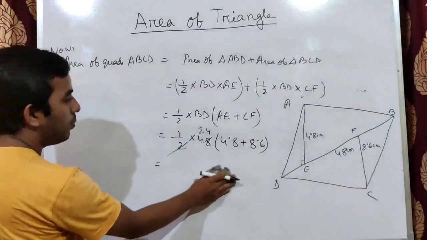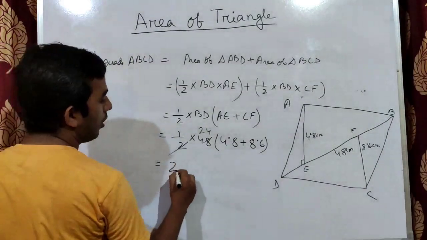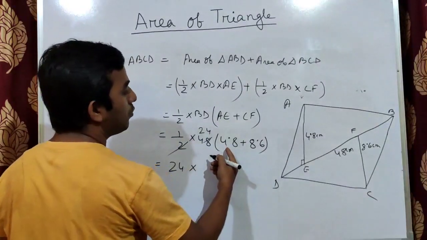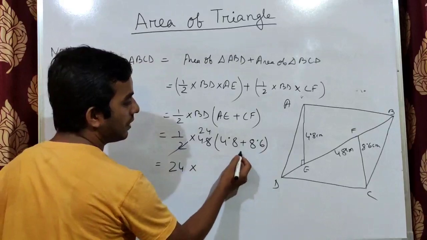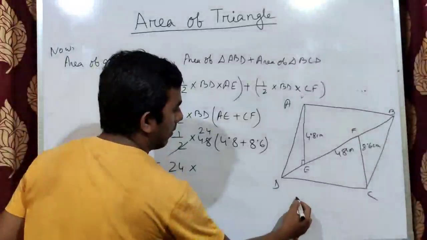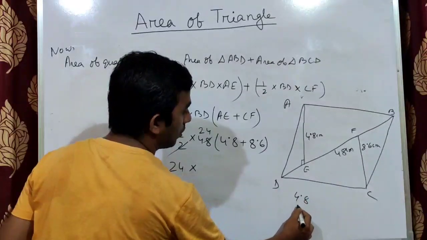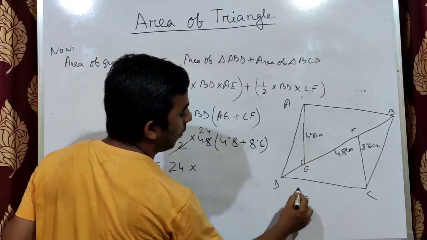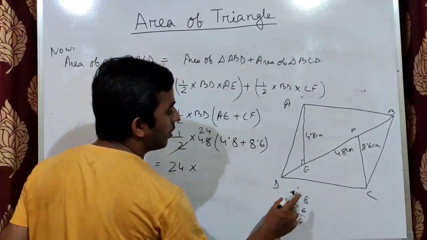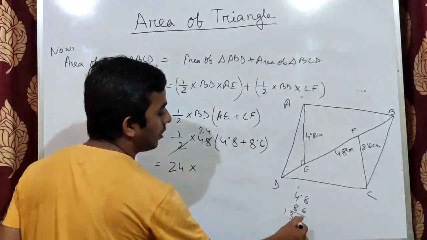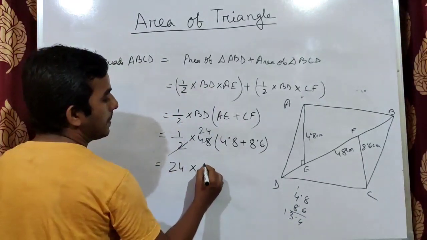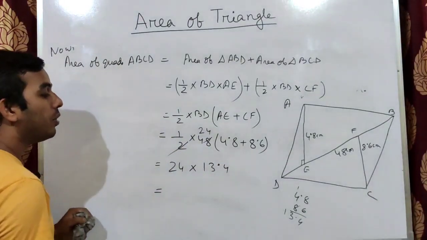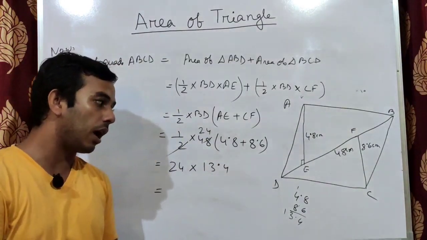So the next line will be 24 into the bracket 4.8 plus 8.6. Let us find the sum of both. 8 plus 6 is 14, 1 carried, 4 and 8 is 12, 13. It will be 13.4. Clear? Now we have to multiply 24 with 13.4.